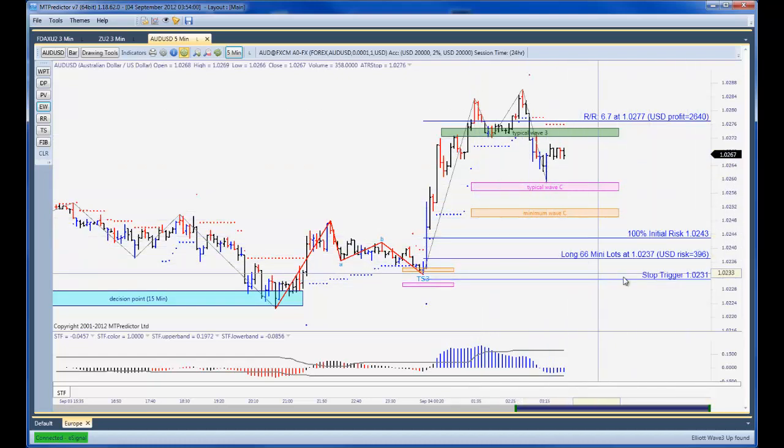Position sizing takes account of the number of lots or contracts or shares, but lots in this case because it's a Forex chart, and as you can see, the result was a very, very nice plus 6.7R profit, or in other words, a profit of approximately $2,600, all for an initial risk of $396. In other words, a large profit in relation to a small initial risk. And I think these are the best trade setups that are available in today's markets.